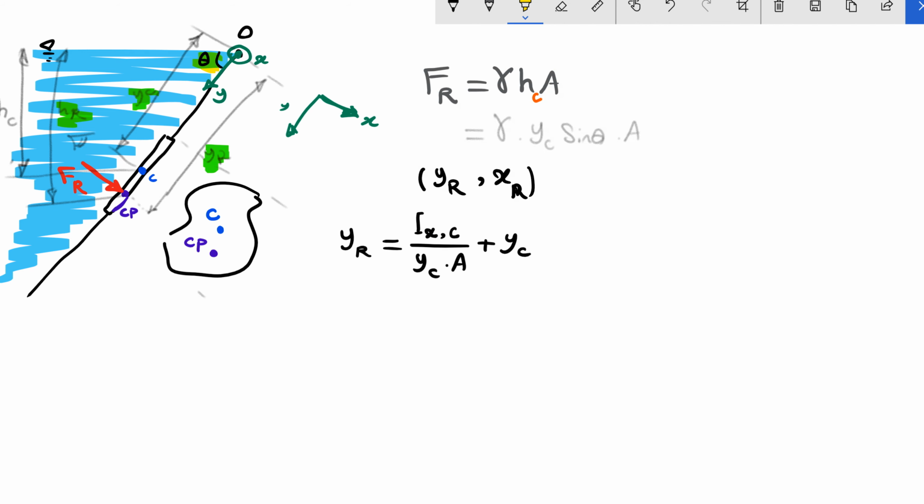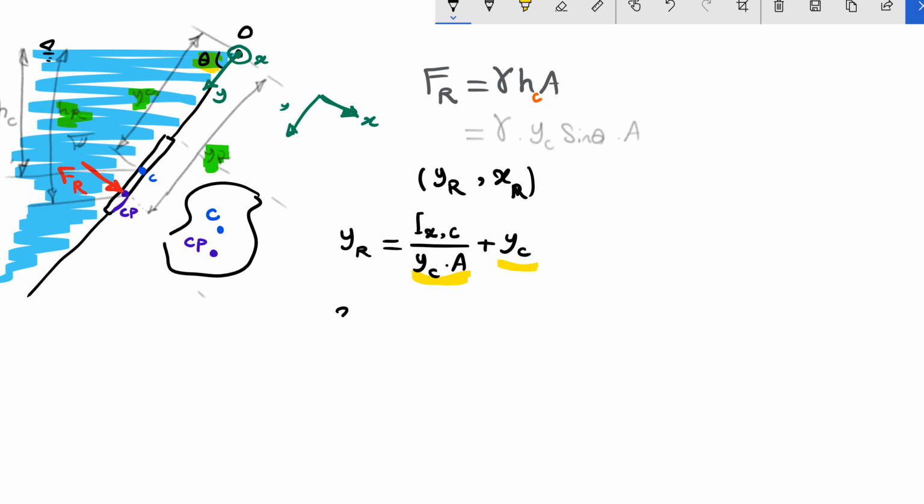Remember, I told you the center of pressure is always going to be below the centroid, or geometrical center. The reason is here. This is a positive number. This is also a positive number. So YR is always going to be bigger than YC. Okay, great.